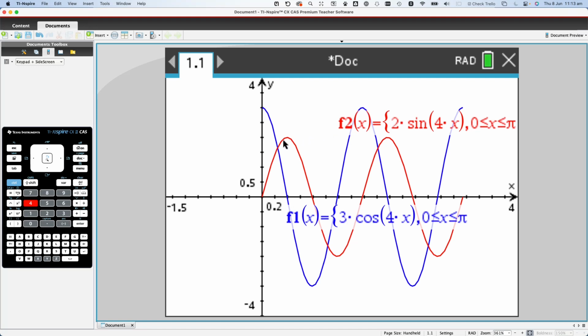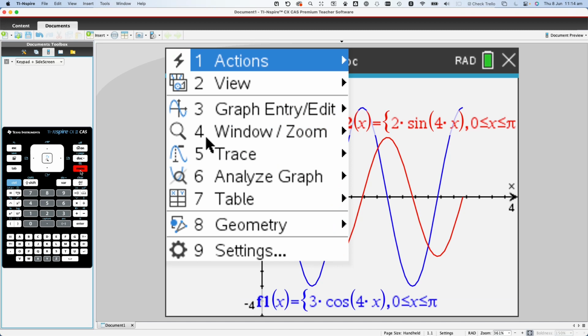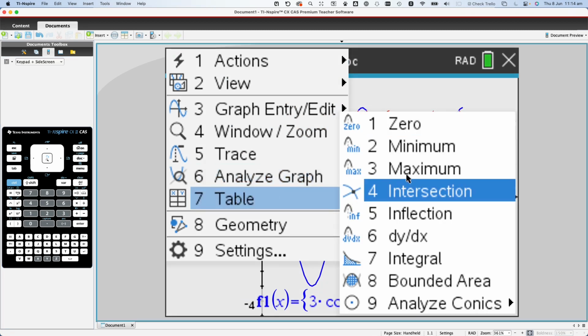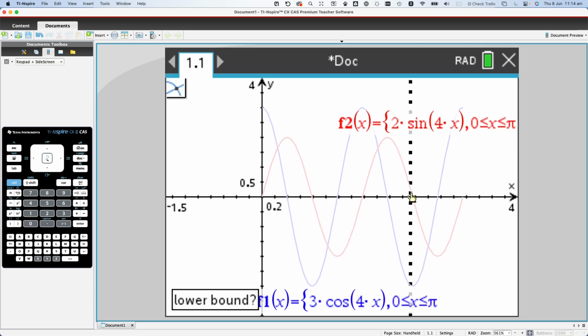And we can see there's going to be 1, 2, 3, 4 points of intersection between 0 and pi. So then I'm going to go to menu, analyze graph, and look at, where is it? Points of intersection, there, intersection.